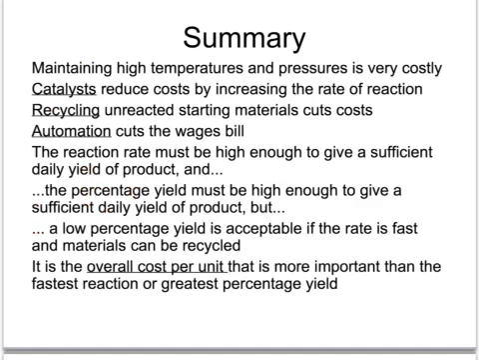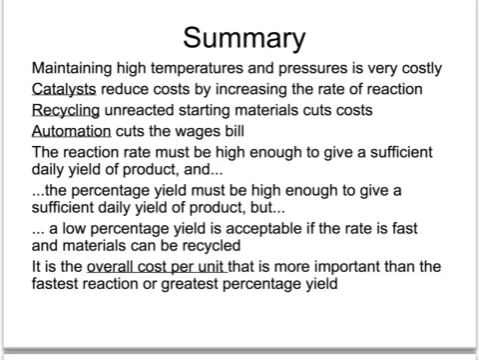Looking at the Haber process, but generalizing for all sorts of other industrial chemicals, maintaining high temperatures and pressures is rather expensive, so wherever possible a catalyst is used to reduce the costs and increase the rate of reaction. Also, any unreacted starting materials are recycled to cut costs, and as much automation is used as possible.